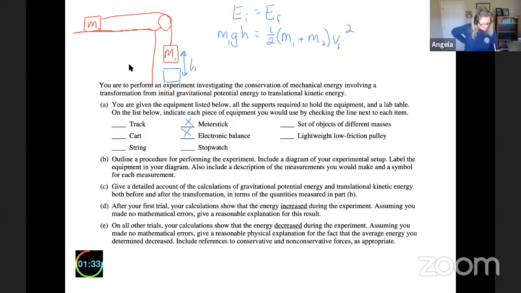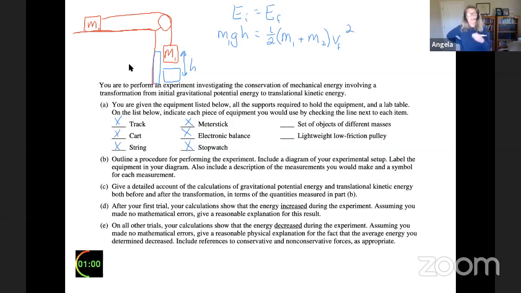So maybe it's easier to measure the... well, okay. I'm going to draw a meter stick because I think they said here, indicate each piece of equipment you'd use. Okay, well, this one we're just going to check it, so we'll come back. We need a meter stick. We're going to need a stopwatch because in order to get the velocity, we need to do distance over time, right? We're going to think a little bit harder about that in a minute. Obviously, we will need a track, a cart to put on the track, a string to connect the objects.